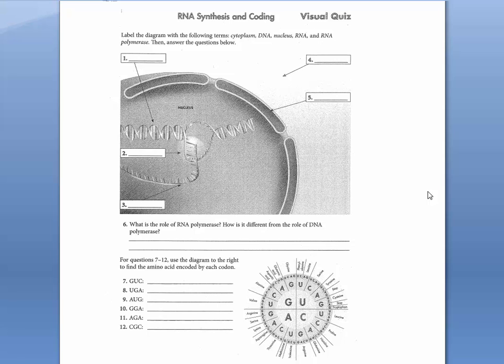This will not be found directly in your reading, but you can use some of the stuff, or we will find readings for this in class. But question 6 says, and you also have the videos on the side here, which can help you answer these questions. What is the role of RNA polymerase? How is it different from the role of DNA polymerase?